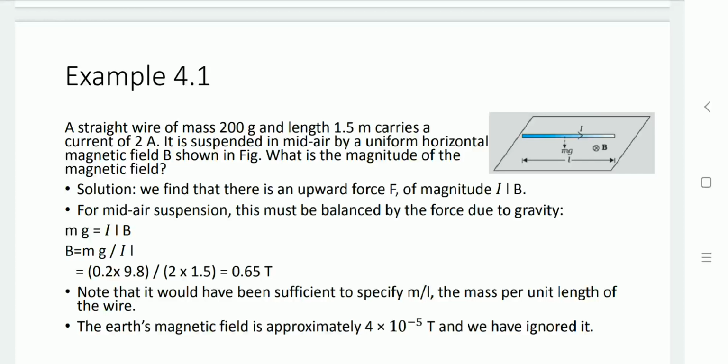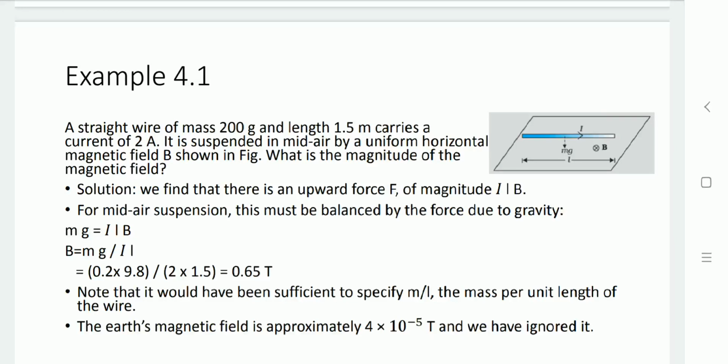M is the mass, which is already given, 200 gram converted into kilogram, so 0.2. G is the constant of gravitational force, that is 9.8. 2 ampere current is already given, and the length of the wire, 1.5 meter, is already given. By placing these values, we have B is 0.65 Tesla.